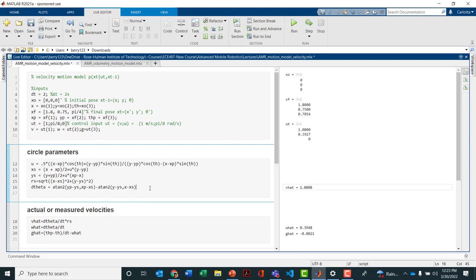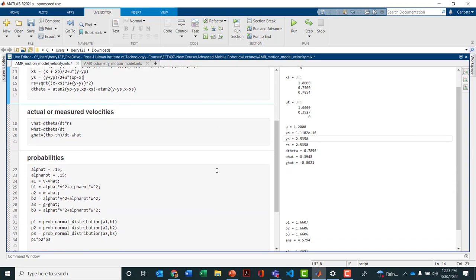Then the next section, when we run it, will define our circle parameters that are found using the algorithm on the previous slide. So if I run that section, I will see that u is 1.2, that x and y for our instantaneous center of curvature circle is 0, 2.535. The radius for the circle is 2.535, and delta theta is 0.7896.